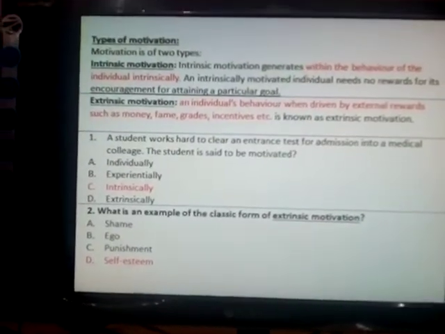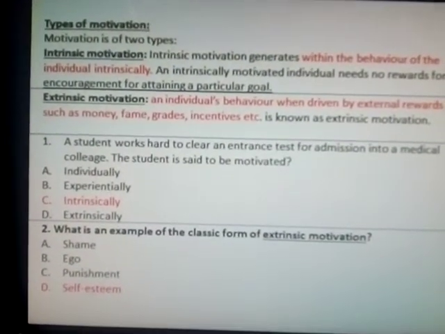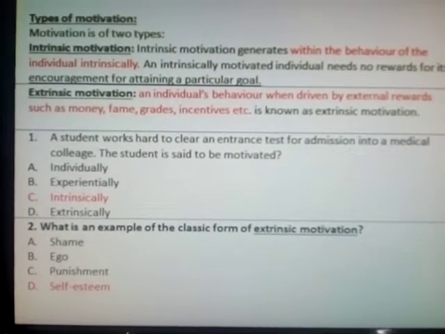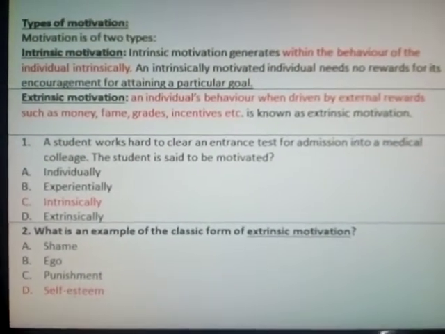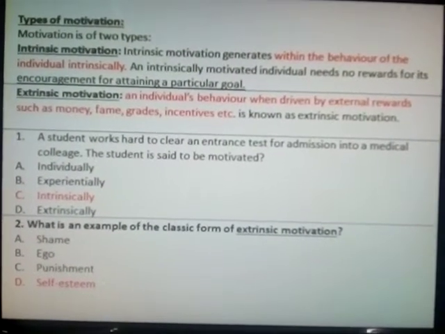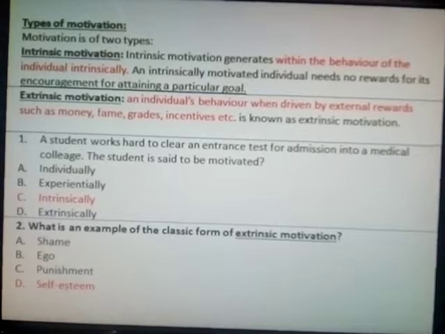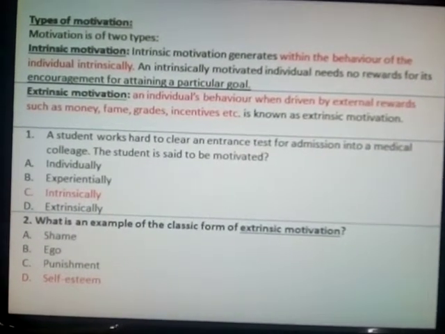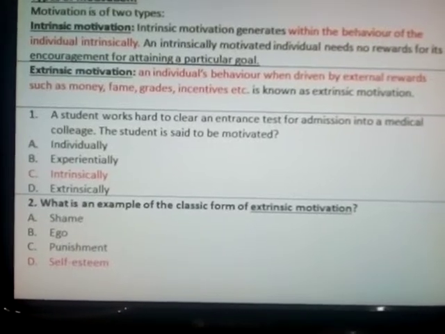Next, types of motivation. Two: intrinsic and extrinsic. Definitions: intrinsic means motivation coming from within, with the behavior of the individual. Next one, extrinsic: external rewards such as money, fame, awards. It is the individual's behavior.